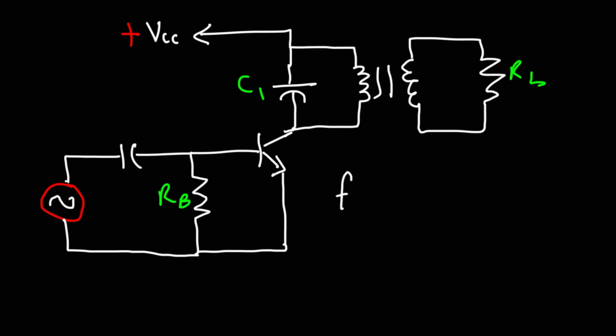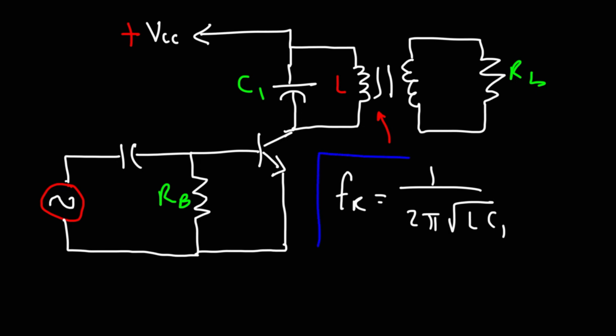The resonant frequency of the tuned circuit is going to be 1 over 2 pi times the square root of LC. Well, specifically C1, and then you got to find out what the L value is for that side of the transformer. So that's basically it for this video.